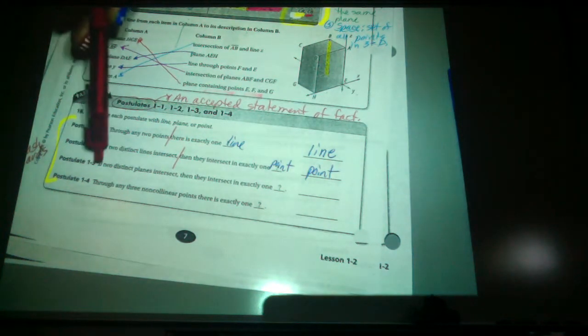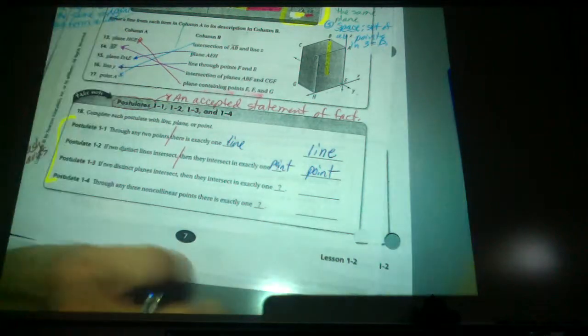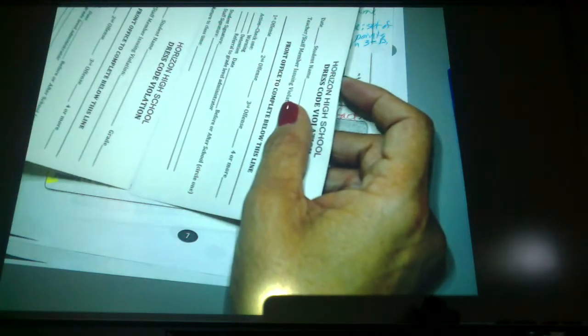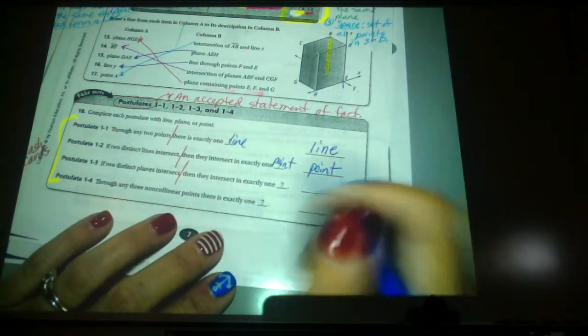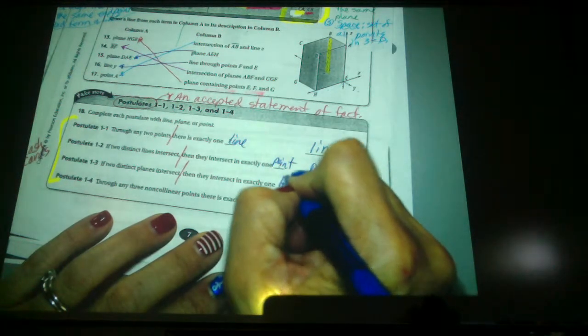All right, so if two distinct planes intersect, what do we say about two planes intersecting? Two planes intersect, what do you get? A line, right? So here's the front of your flashcard, the if, and the back is the then: they form one line.